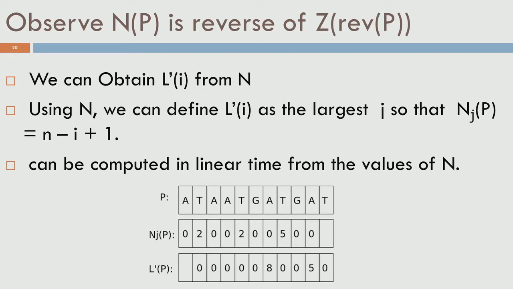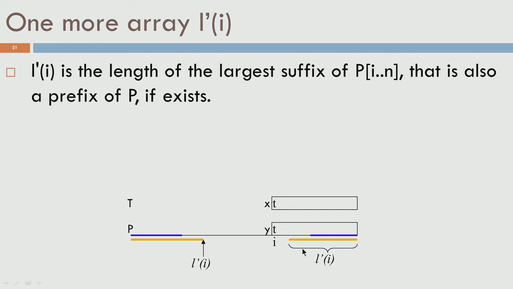We need one more piece of information which would be used when the first possibility of case 2 does not apply. For this, we introduce a fourth array which we refer to as L prime. So, let us just look at L prime. Again, L prime is associated with the ith location in the pattern. L prime of I is the length of the largest suffix of the pattern starting at the location I and ending at the location n, and this must also be a prefix of p if it exists.